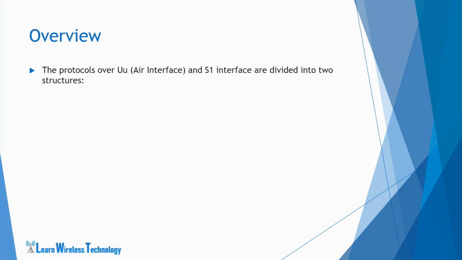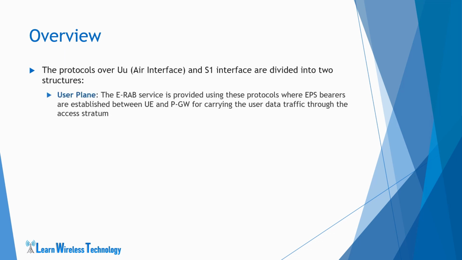The protocols over the air interface, that is between UE and EUTRAN, and over S1 interface, that is between EUTRAN and EPC, are divided into two structures. They are user plane and control plane. Let's have an overview of both these structures.